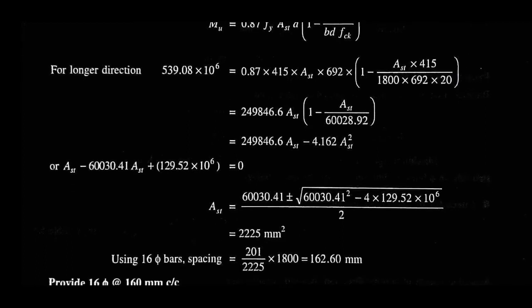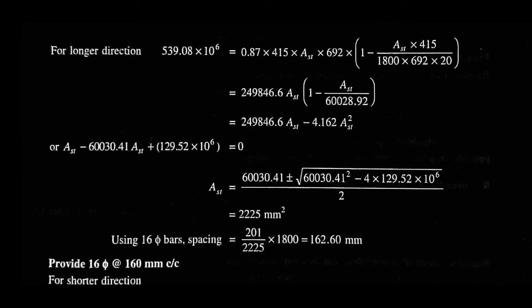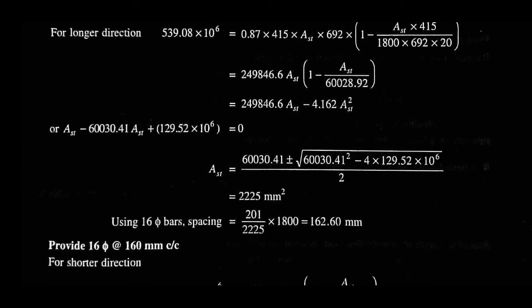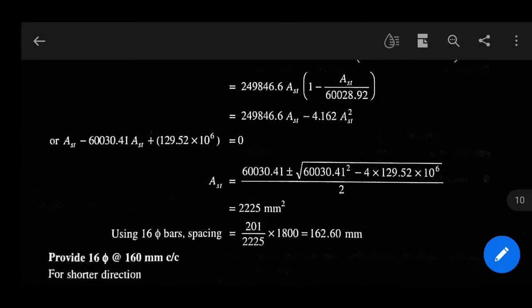So again we have to apply Sridharacharya's formula. So Ast is equal to 60030.41 plus minus root over 60030.41 square minus 4 into 129.52 into 10 to the power 6 by 2. That is equal to 2225 mm square. Now using 16 mm dia bar, the spacing will be 201 by 2225 into 1800, that is equal to 162.60 mm. So you can provide 16 mm dia bar at the rate of 160 mm center to center.